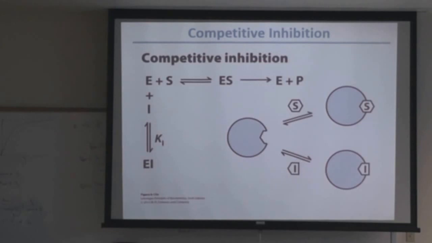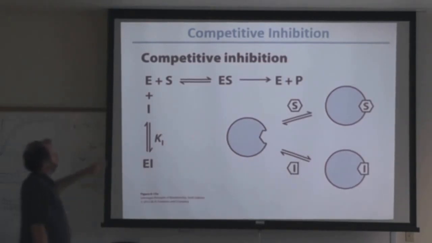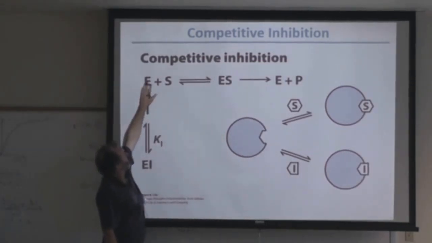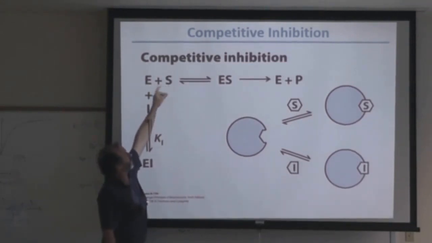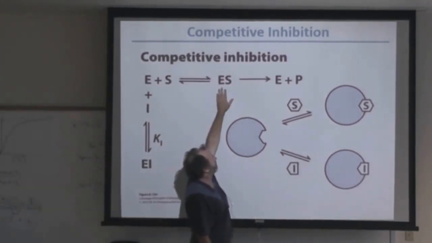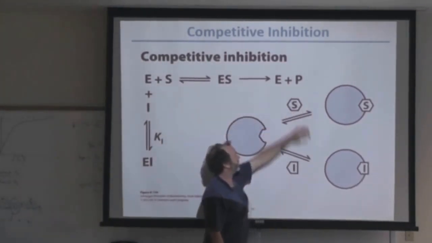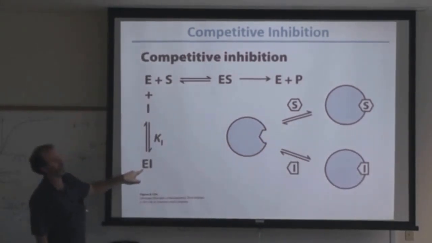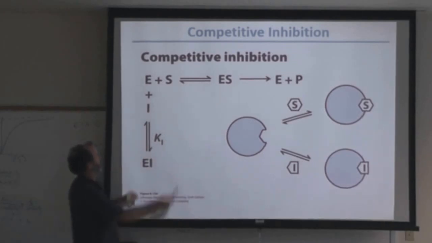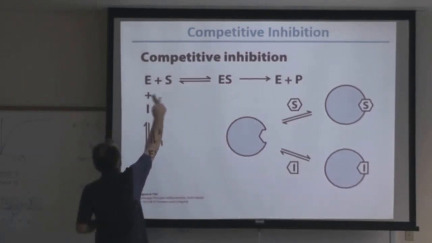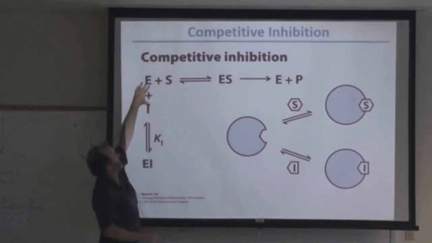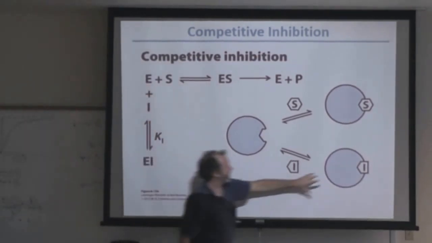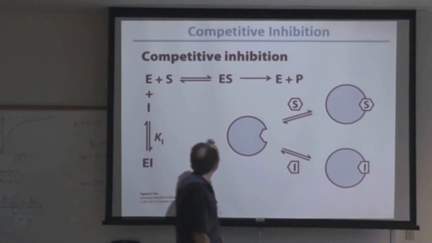And this is basically competitive inhibition. You have an inhibitor in the mix, free enzyme, and substrate, which can form the enzyme-substrate complex and then go on to make the product. Or the enzyme can bind the inhibitor and form an enzyme-inhibitor complex. So when you add inhibitor to the mix, you'll shift this equilibrium this way because you're taking enzyme out of the system and forming this enzyme-inhibitor complex.